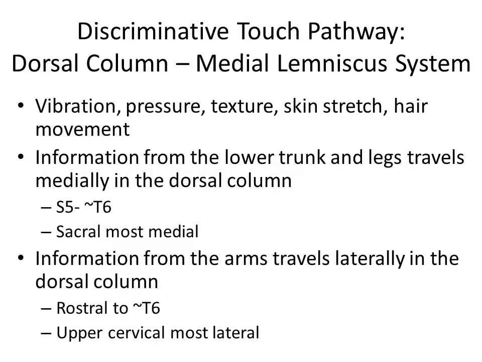Again, the information that is provided by these variety of receptors includes vibration, pressure, texture, stretching of the skin, and movement of the hair. Together, this allows us to give the qualities to that particular touch, as well as to specify location. It also allows us to distinguish if we have a single touch or if there is more than one touch. This is called two-point discrimination, and you will learn how to assess this in your clinical courses.